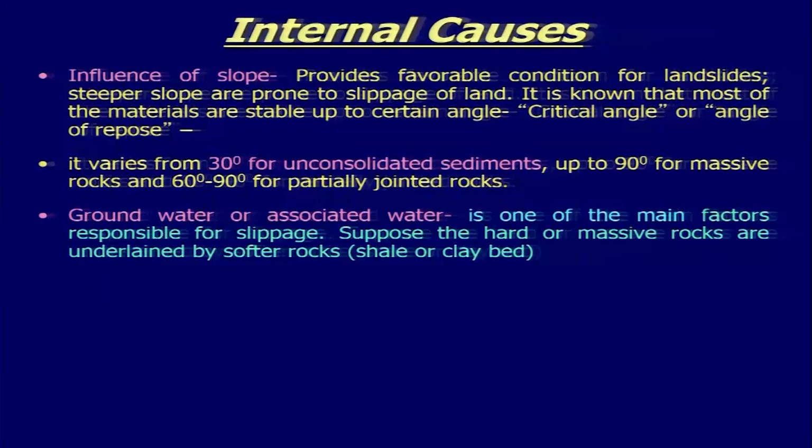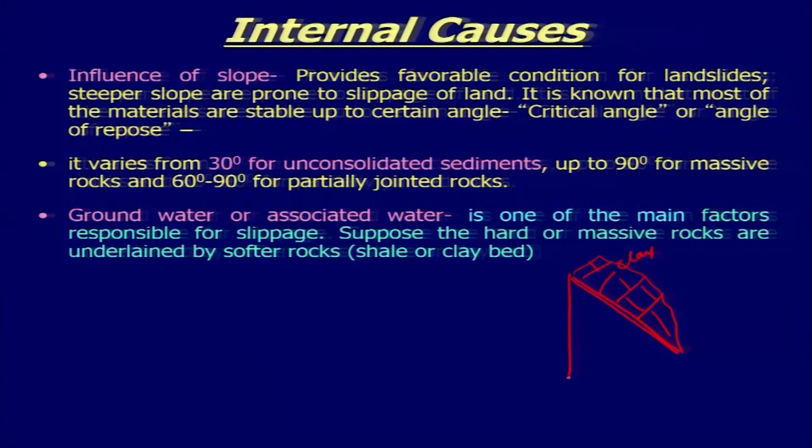Groundwater or associated water is one of the main factors responsible for slippage. Suppose hard and massive rocks are underlain by softer rocks, such as a shale or clay bed. In the previous slide we were talking about a potential slip plane, which is your clay, and the mass sitting on top is your limestone.